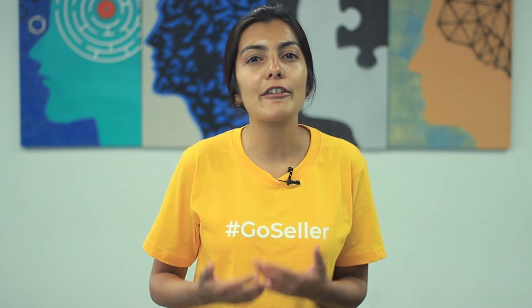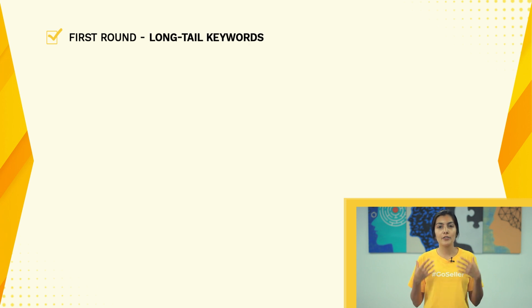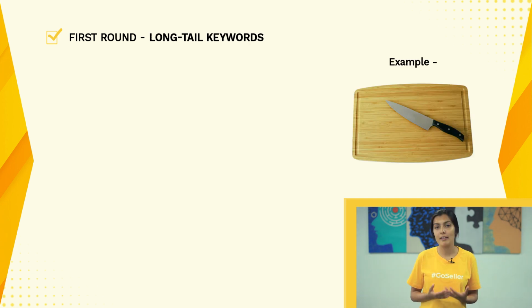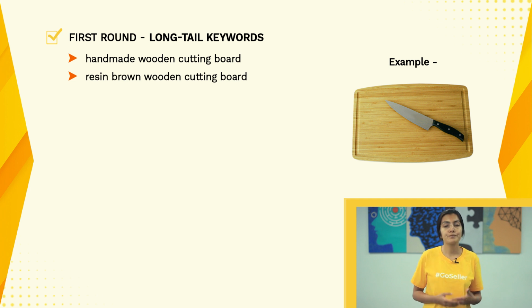Once you start getting more and more orders and sales for these long-tail keywords and gradually improve your Amazon organic rank, then you can go after the keywords in the next level and eventually target highly searched, highly competitive keywords. The first round would be long-tail keywords. For example, if you're selling a cutting board, you can say handmade wooden cutting board, resin brown wooden cutting board, etc.